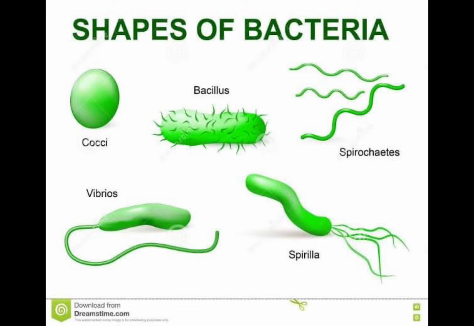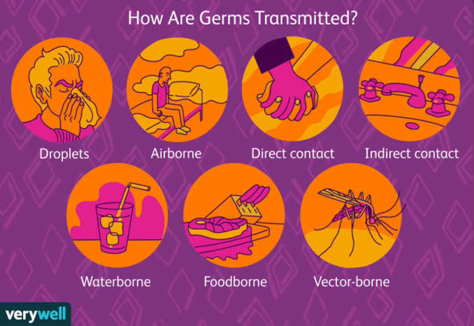Vibrio, which is the comma-shaped bacteria. Spirilli, which is the spiral-shaped bacteria. Spirochete, which is the corkscrew-shaped bacteria. Now let's talk about the way of infection. Bacteria are transmitted to humans through air, water, food, or living vectors.